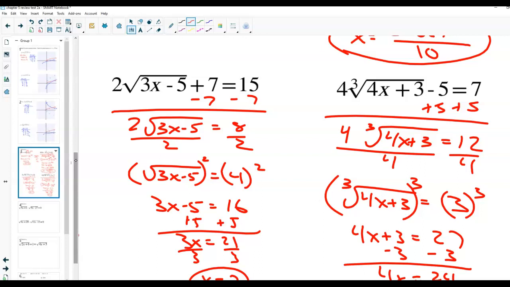In both problems, we're literally getting the radical alone, and then we were raising it to the index. On the left side, it's squared. On the right side, it is cubed.